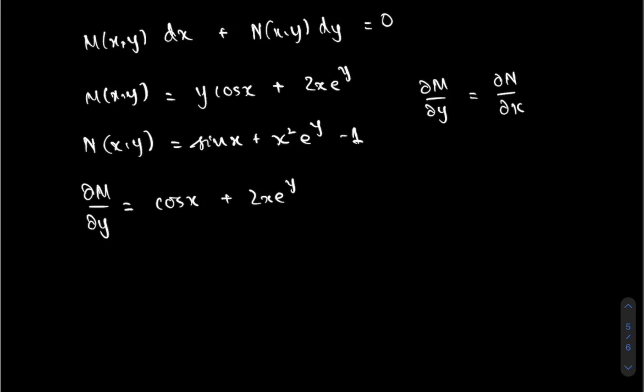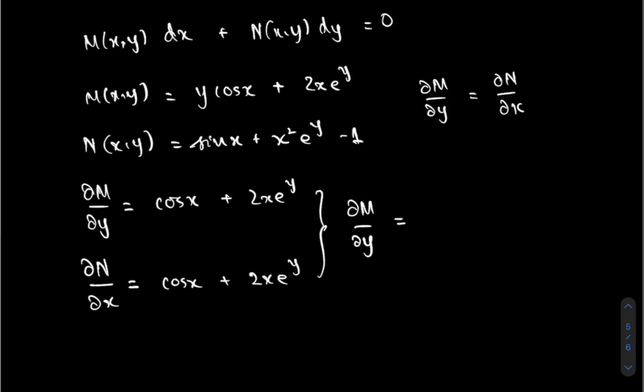Remember, when we take the partial derivative with respect to y, x becomes a constant. Now, when you take the partial derivative of N with respect to x, y becomes the constant. So therefore, you get cosine of x plus 2x e to the y, and the derivative of a constant is equal to 0. So we just showed that the exactness condition is a true statement. So partial M partial y equal to partial N partial x.